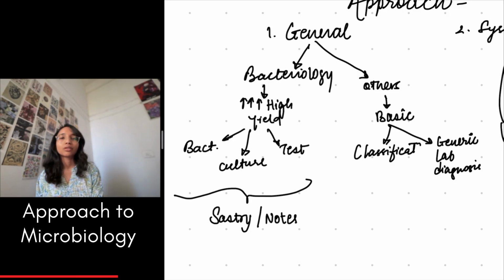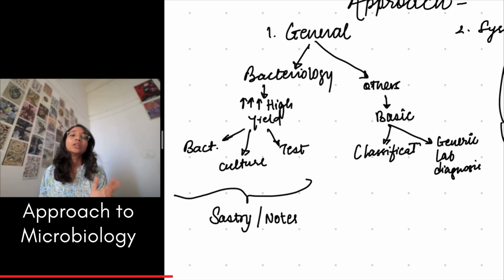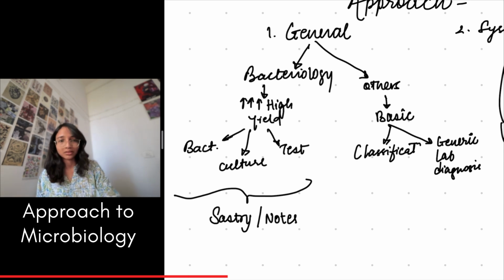So for this, you may refer to any pre-made notes, or you may refer to the book. Apurva Sastry is the one I would say you should follow. Then we have the other things. For example, virology, mycology. Here it is basic stuff, because you will be covering all of this in your systemic anyway, right? So for the basic, all you need to do is you need to know the classification of the organism. Let's say you need to know the classification of virus into RNA, DNA, encapsulated versus non-encapsulated, and then generic lab diagnosis, nothing too specific.